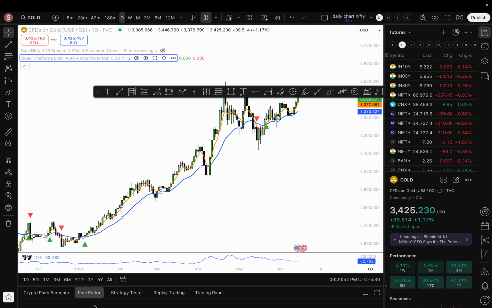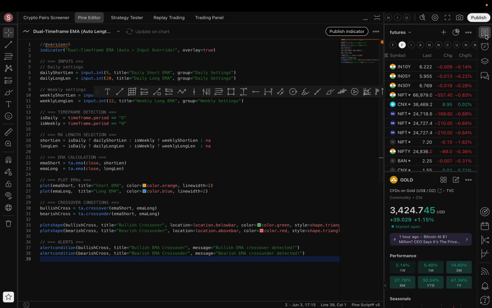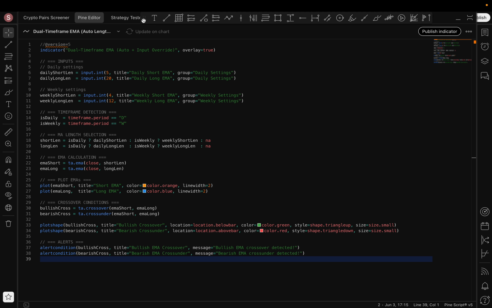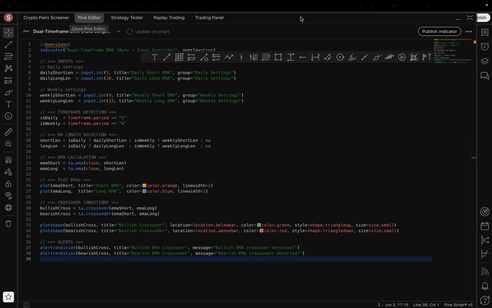But if this indicator does get banned or something like that, here's the source code of it. You just have to take a screenshot of it, directly copy this and paste it in the Pine script. This is the Pine editor, and that's it.